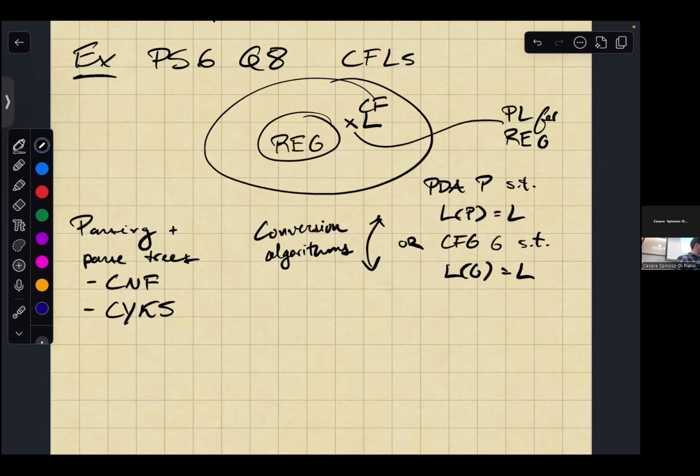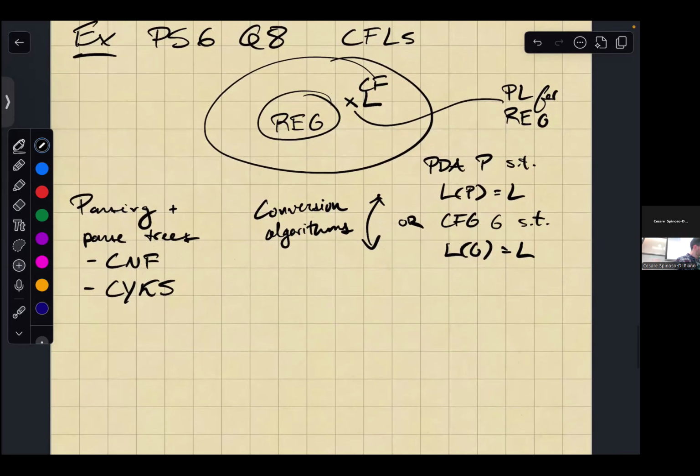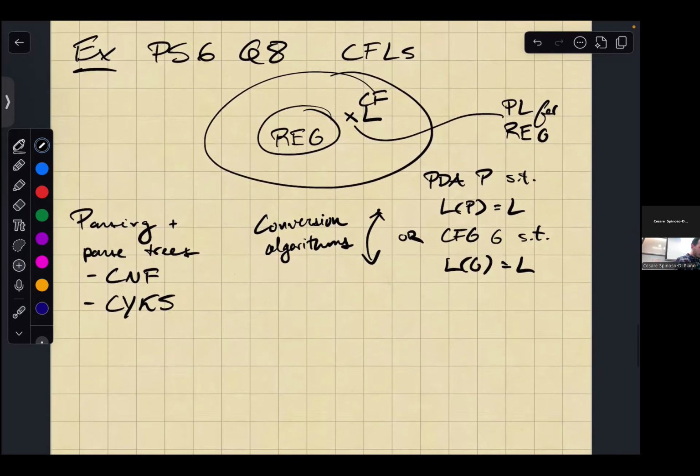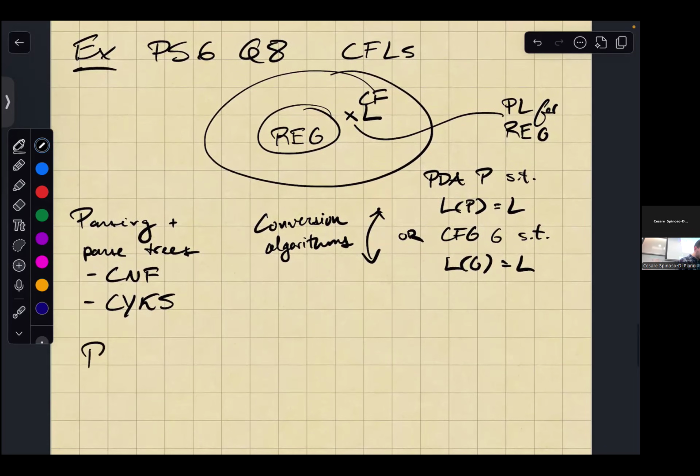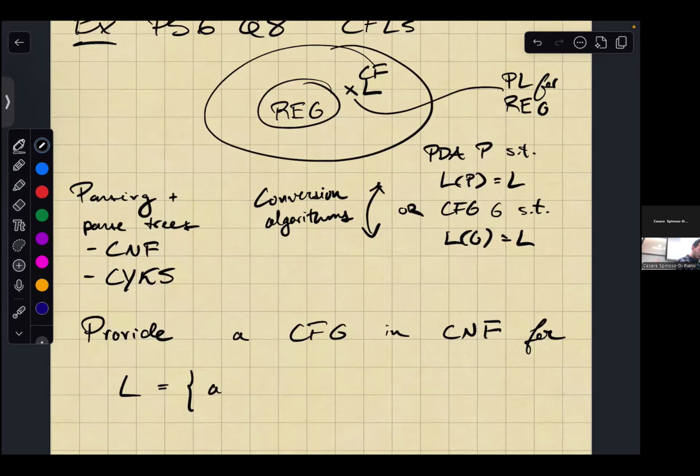And to help you not forget, we're going to do an exercise where we remember. What is that exercise going to be? It's essentially going to ask us to provide a context-free grammar in Chomsky normal form for the following language, where the language is going to be a^n b^m, where n and m are greater or equal to 0.